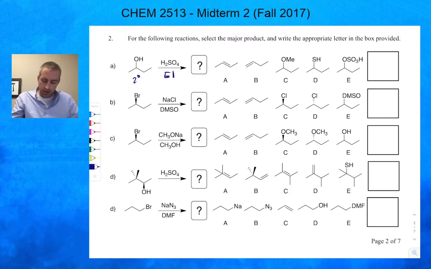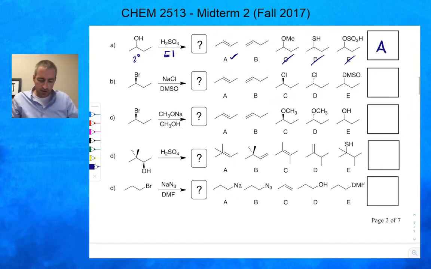And E1 will eliminate to give you an alkene, and that means C, D, and E are out of the question. Between A and B, this will produce the more stable alkene according to the Zaitsev rule. A is more stable because it's di-substituted, whereas B is mono-substituted. So we will go with A for that first example.